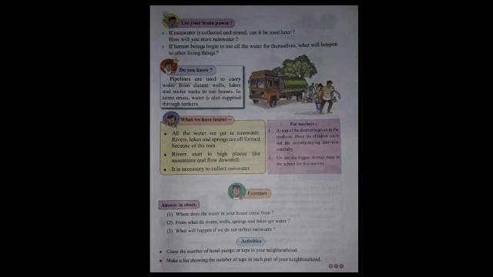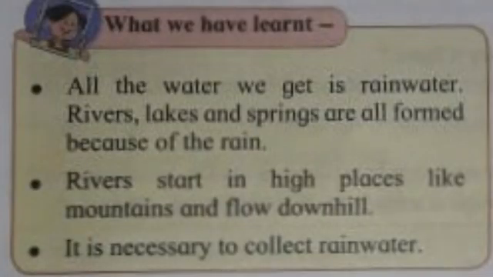Now we will see what we have learned from the lesson. All the water we get is rainwater. Rivers, lakes and springs are also formed because of the rain. Rivers start in high places like mountains and flow down hills. It is necessary to collect rainwater.